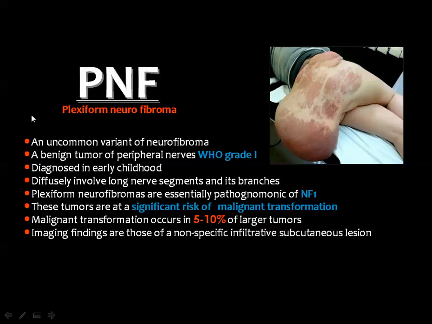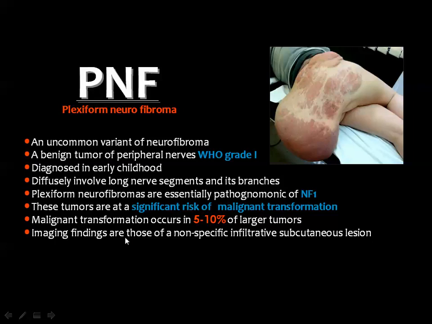It is an uncommon variant of neurofibroma, also considered as grade 1 lesions by WHO, commonly seen in childhood. It is a diffuse lesion. As you can see here, this is a plexiform neurofibroma of the back of this patient, and it is essentially pathognomonic for neurofibromatosis type 1. And the tumors are at a significant risk of malignant transformation. The malignant transformation is in the range of 5 to 10% of these large tumors.